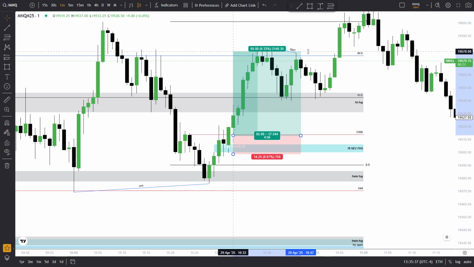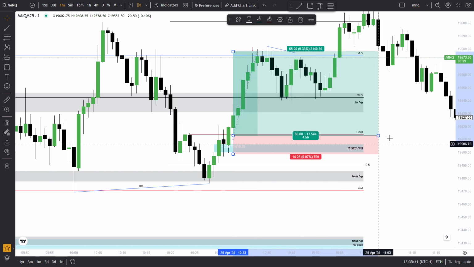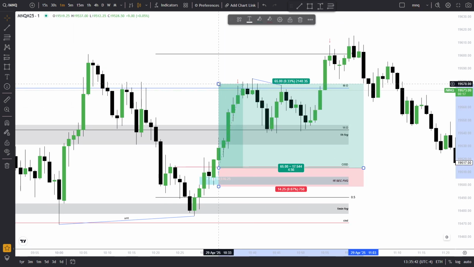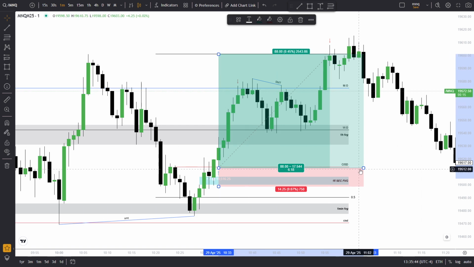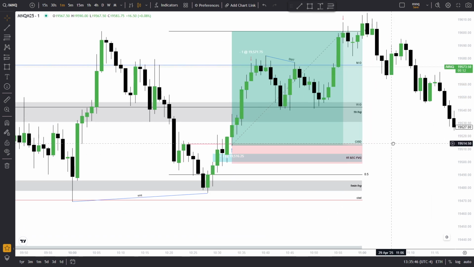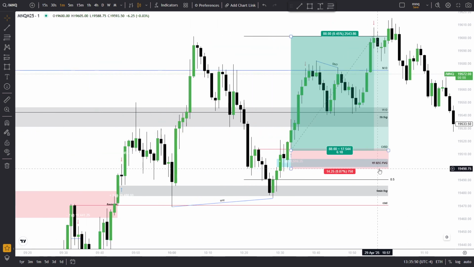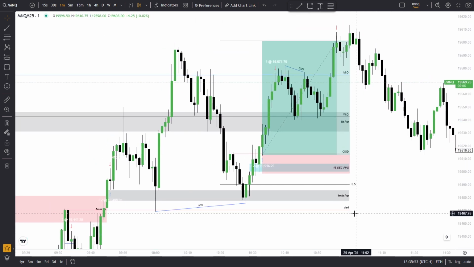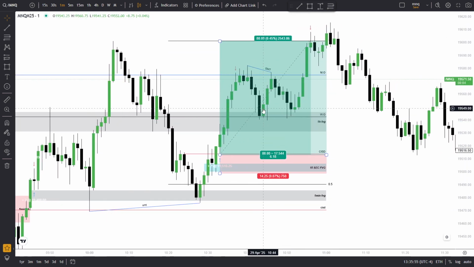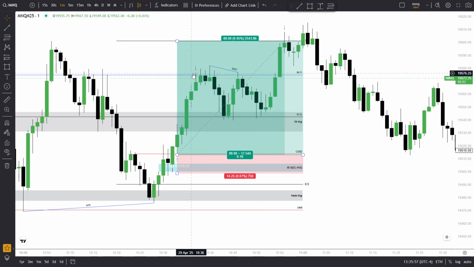And I believe I took a partial right here and I closed my position on top of right here. So yes, this was a good trade. Really good trade. I honestly am very glad that I took this trade and I'm very proud of what I did.